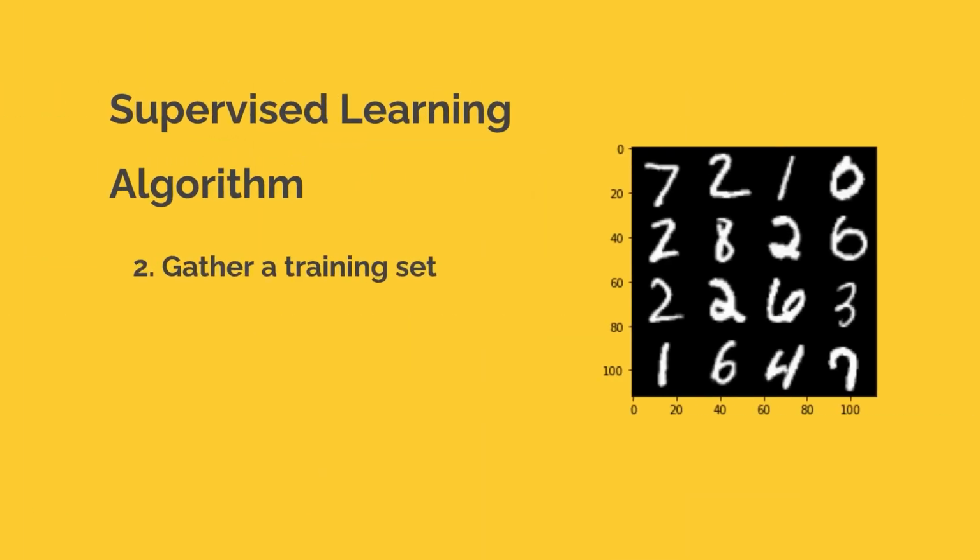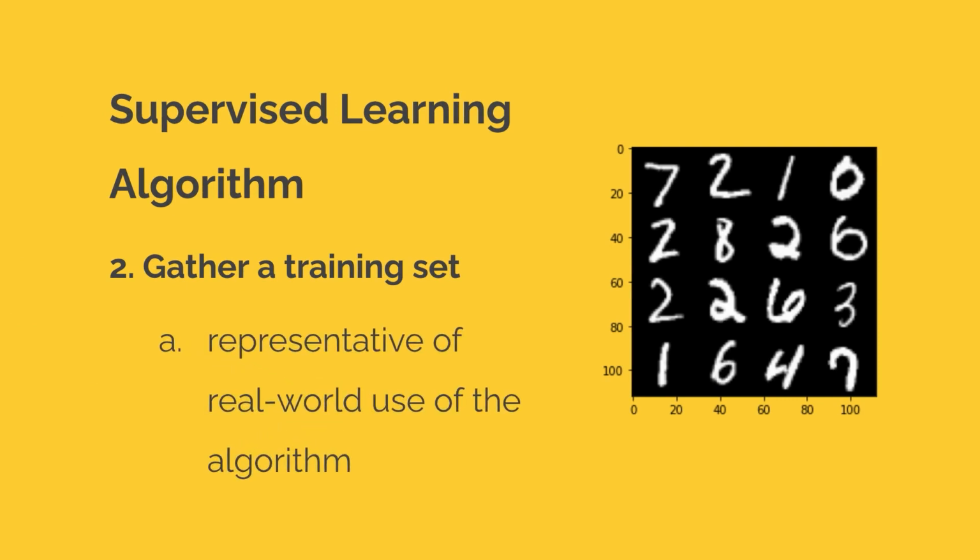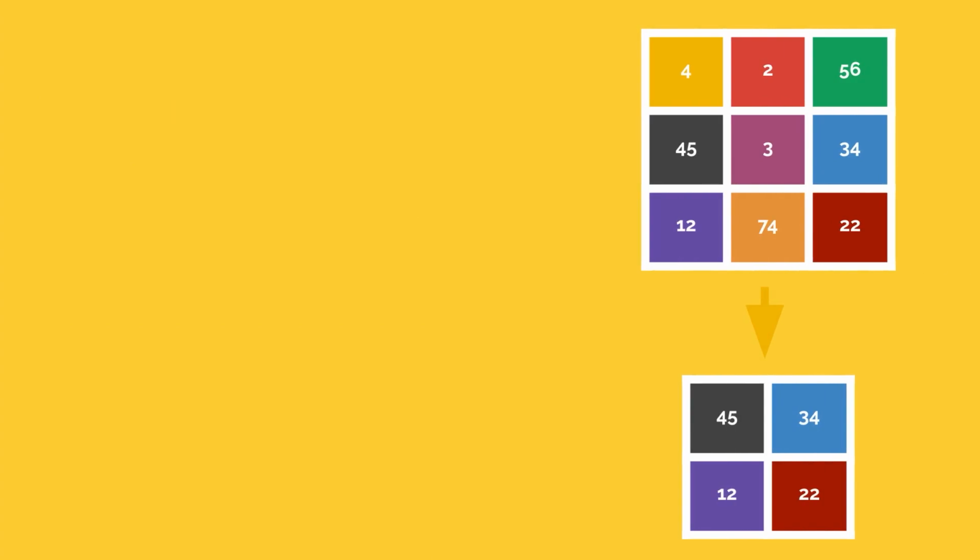Then the next step is to gather your training set. So you have to get data, you have to get sales numbers or stock values, you have to get the inputs and also their output pairs. Your training set should be representative of a real world use of the algorithm. So you have to get realistic data.